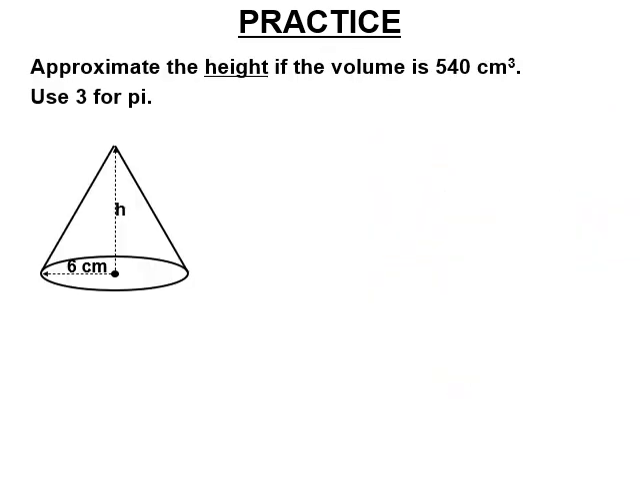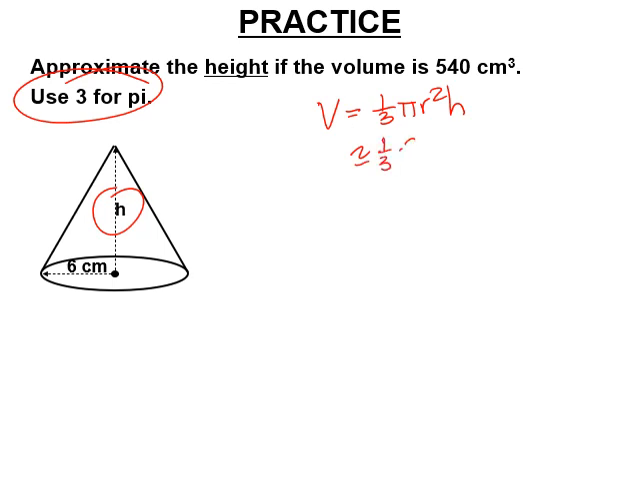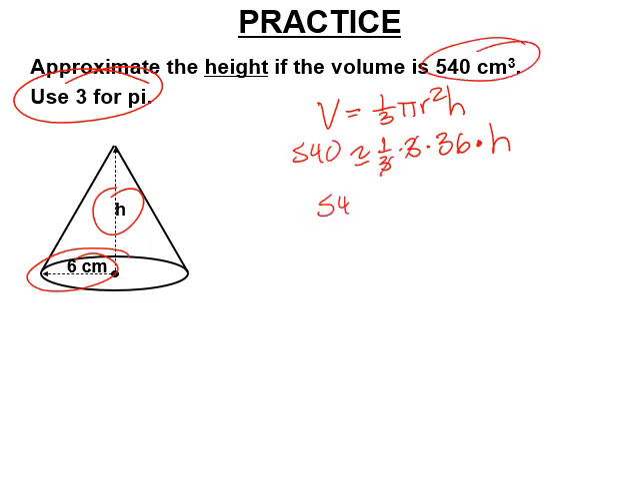All right, here you're finding the height. That's what's missing. We have to know that's a cone. So volume is exactly 1/3 pi r squared h. We're using 3 for pi. So 1/3 times 3. We know the radius here is 6. So 6 squared is 36. And we're finding the height. And the volume was 540. They gave it to us, right? The 3's cancel. And we have 540 is approximately 36h.